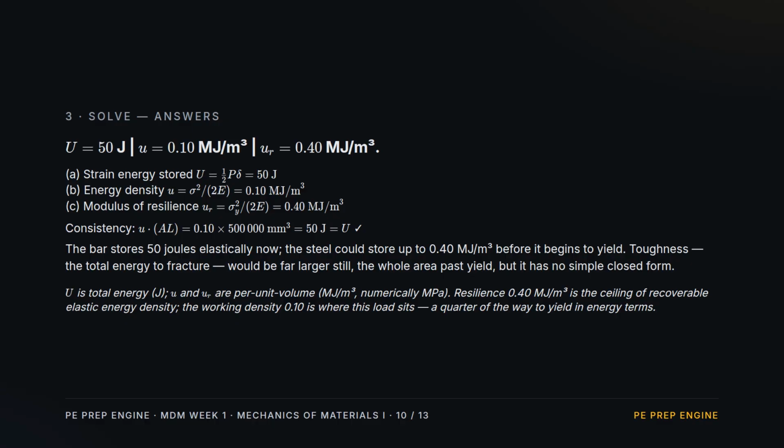Final answers. The bar stores 50 joules of elastic strain energy under this load. The energy density at the working stress is 1/10 of a megajoule per cubic meter, and the modulus of resilience, that ceiling before yield, is 4/10. Density times volume returns the 50 joules, our consistency check. Toughness, the total energy to fracture, is much larger still, the entire area beyond yield, but there is no tidy formula for it.